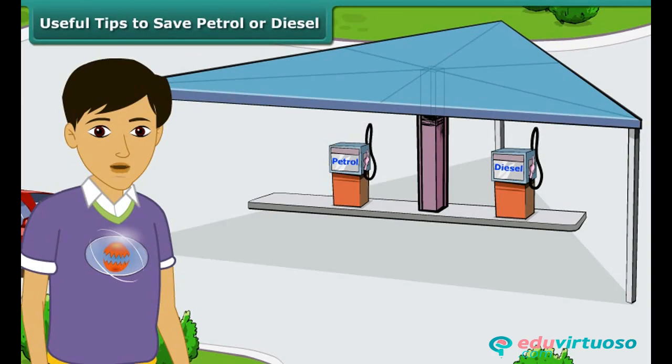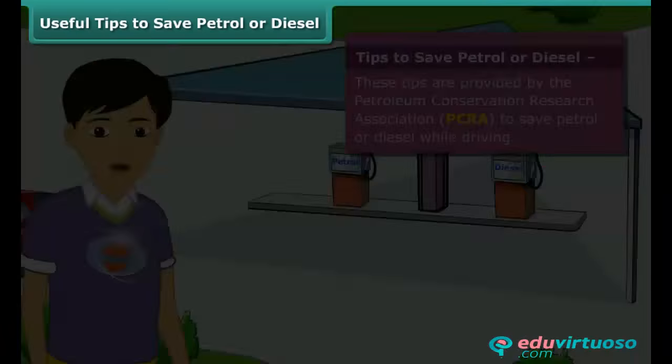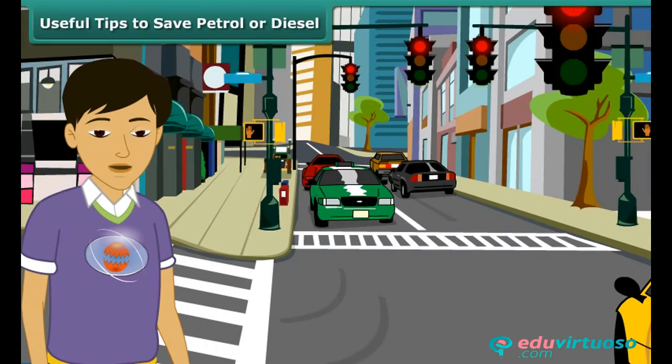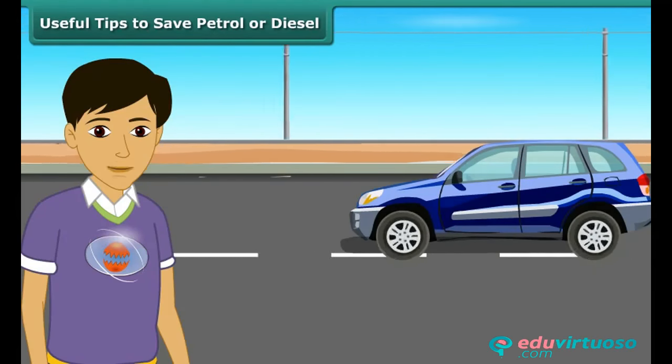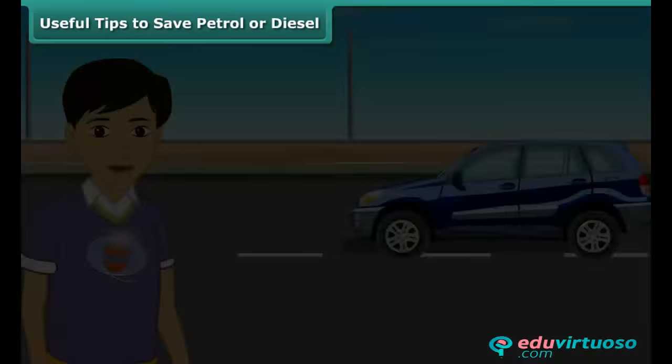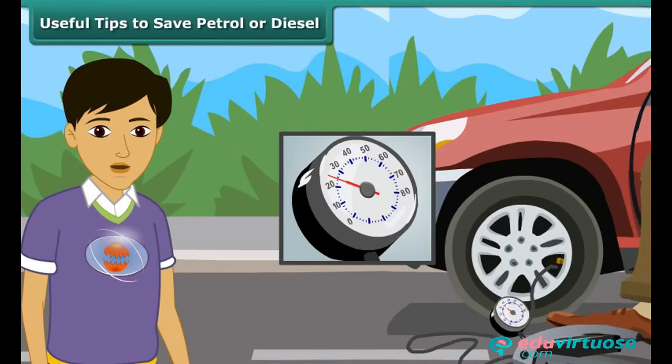Friends, as we know that petrol and diesel are exhaustible resources, that is, the amount of them in nature is limited and will deplete one day, it is important to use these resources carefully. Here are a few useful tips as advised by the Petroleum Conservation Research Association, PCRA. 1. We should switch off the engine at traffic lights or traffic jams. 2. Drive at a constant and moderate speed as far as possible. 3. We should also ensure regular maintenance of the vehicle and correct air pressure in tires.